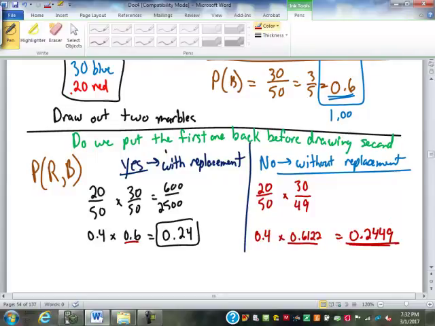Now I always get asked the question of, well, what if the first one was blue? Well, then we wouldn't have drawn the second one because we'd already failed. Does that make sense? The probability only works out if the first one's red, so we don't care if the first one was blue, we're done.